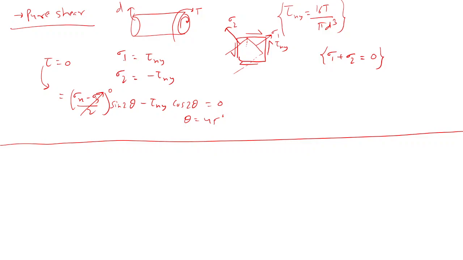So now here two things we came to know: the maximum value of shear stress would be the tau xy only, and sigma 1, sigma 2 would be tau xy and minus tau xy, and the summation of both would be 0. So an example of that we know is the twisting of a shaft, right?